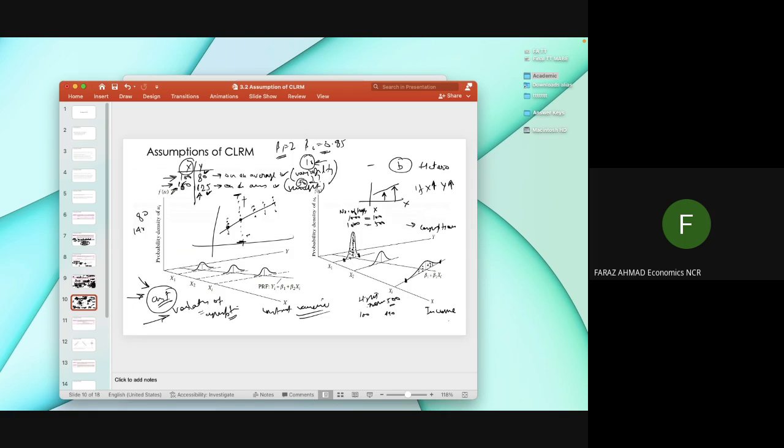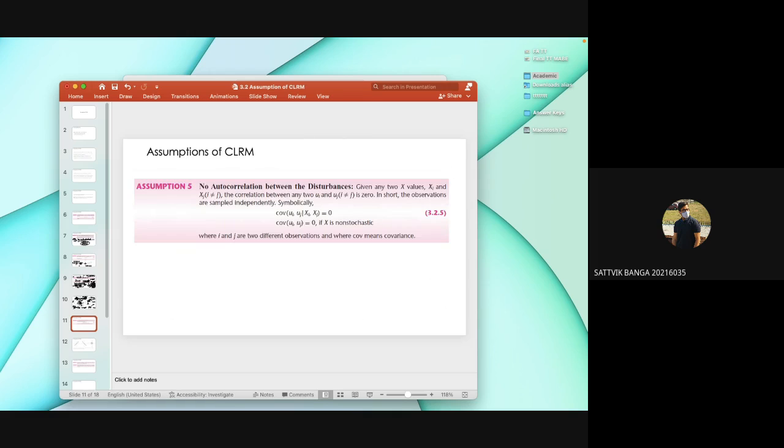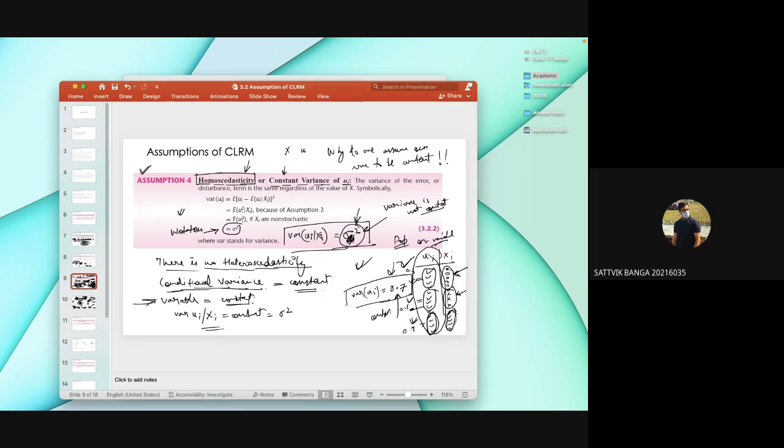Yes, sir. In the next class, can you please repeat the assumptions once? Okay, I'll do that definitely, because I always repeat what we have done in past classes when I start a new class. So I'll repeat the assumptions once more quickly before coming to assumption 5. Thank you, sir.